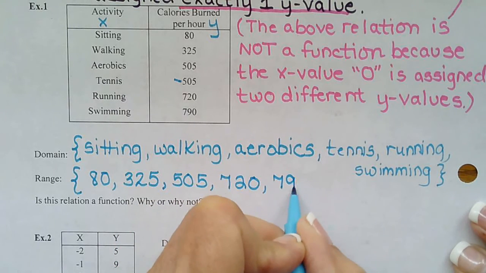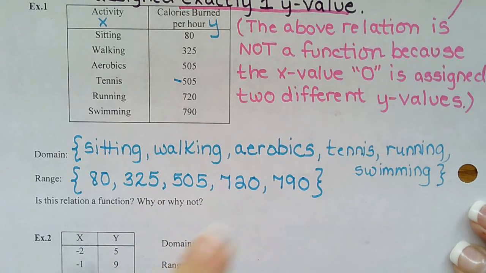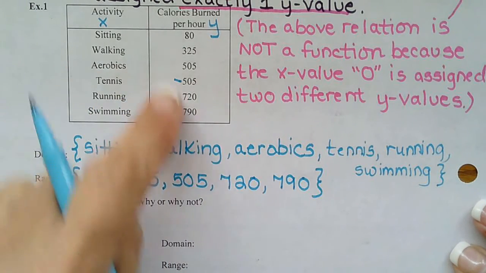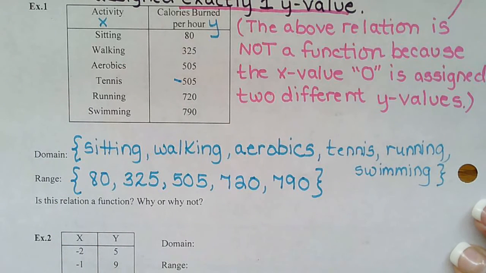And yes, it will be counted wrong. A point will be taken off if you do list elements twice. We never list elements twice in a set. So if a number occurs twice, either in the domain or the range, only list it once.